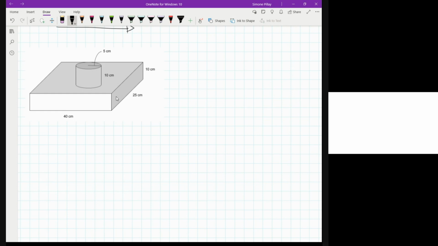Agreed. Okay, guys. Back to maths. We're looking at this diagram over here. First things first, it's a normal rectangular prism and it has a cylinder on top of it. So this is where it gets tricky.